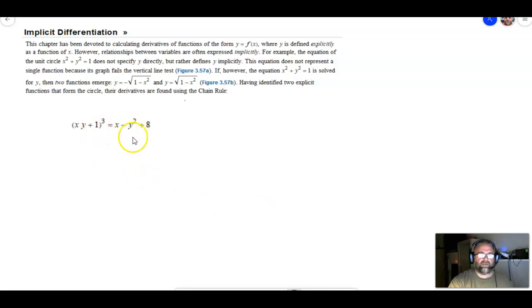All right, so really I've got 4 terms here: 1, 2, 3, and 4. So we're going to do each one separately. This one right here is something on the inside raised to the 3rd power, so that is chain rule right there. It's kind of like u to the 3rd power, where u is equal to xy plus 1. So we're going to take the derivative of the inside for this one.